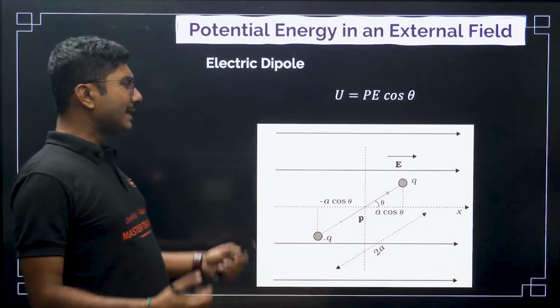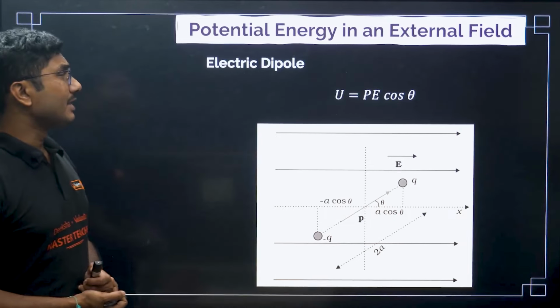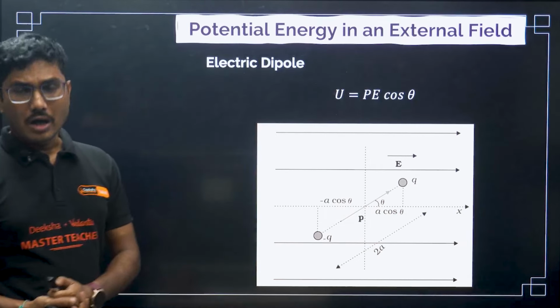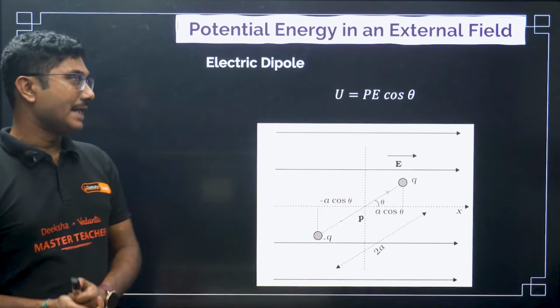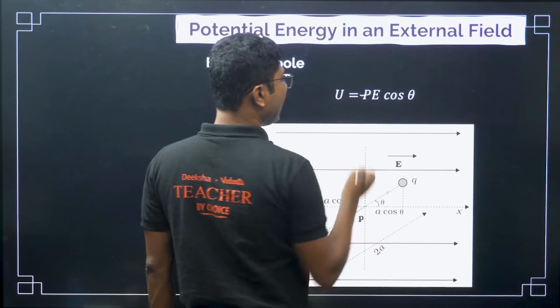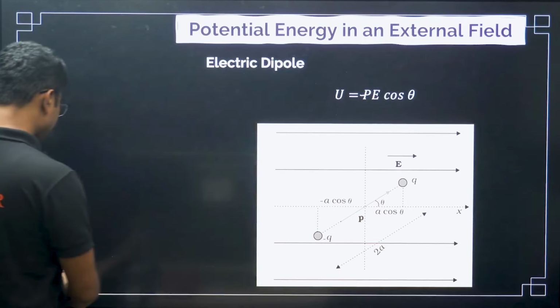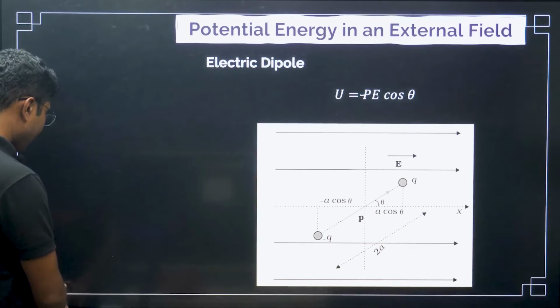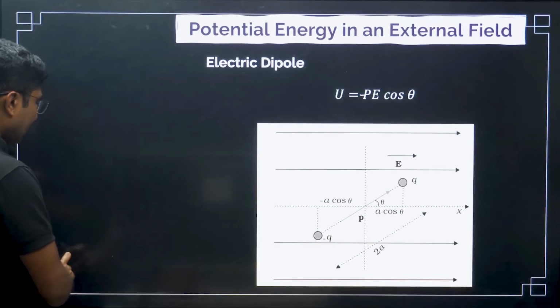So when you keep an electric dipole in an external electric field, the potential is given by p E cos theta. In fact there is a negative sign: minus p E cos theta is the potential energy of the system. What is p, by the way? p is the dipole moment.